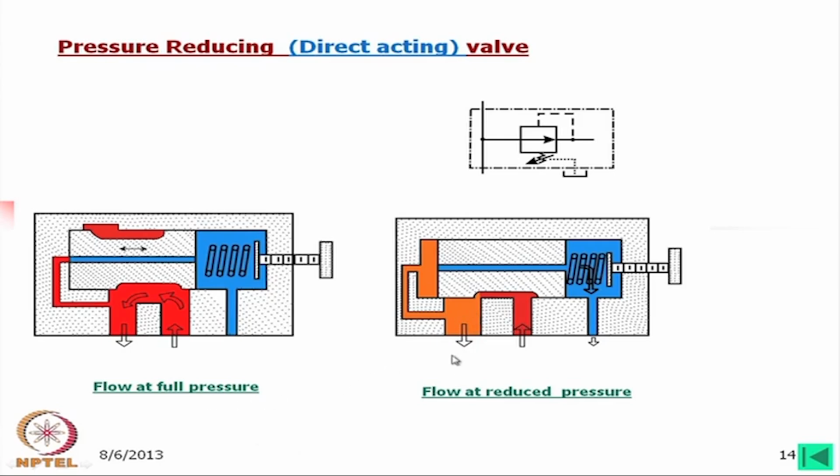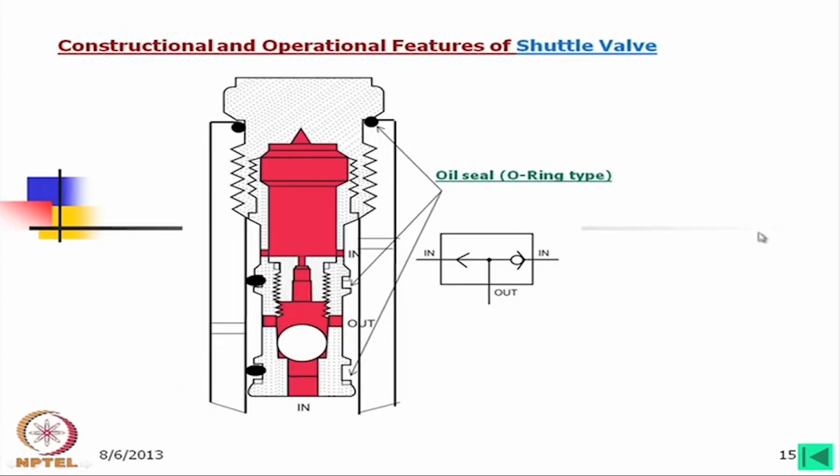Say the regulated pressure we need is 10 megapascals and the utilized pressure is less than 10 megapascals, then this is the situation. But when the utilized pressure is 10 megapascals and here the pressure in the system is more, only then will this operate and work like this. So, this is called direct acting. Now, here we are discussing some other valve also.